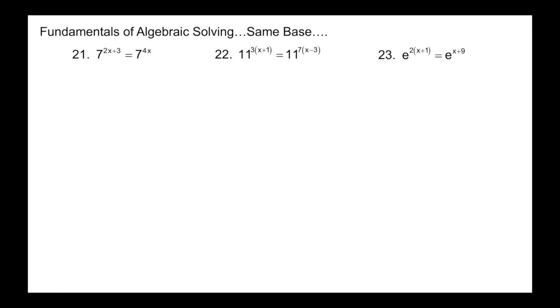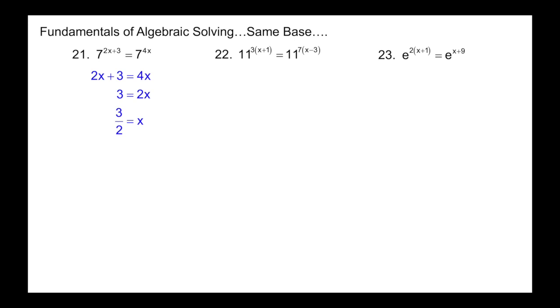Now we're looking at solving some of these equations that have the same base. So as long as they have the same base, what we'll do is set their exponents equal to each other. So in the case of 21, they have the same base, so I can go ahead and set 2x plus 3 equal to 4x. And then I solve from there. So you can see here I've subtracted 2x. That's going to give me 3 is equal to 2x. From there, if I want to get x by itself, I'll divide both sides by 2, giving me 3/2 for this one. Now we should always be checking our answers.